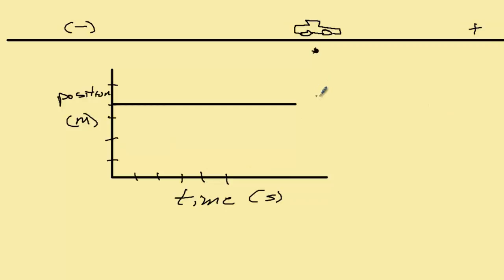And what would our slope be? Well, our slope is 0. So what that tells us then is the velocity is also 0 meters per second because we're not changing. There's no change in position over time.